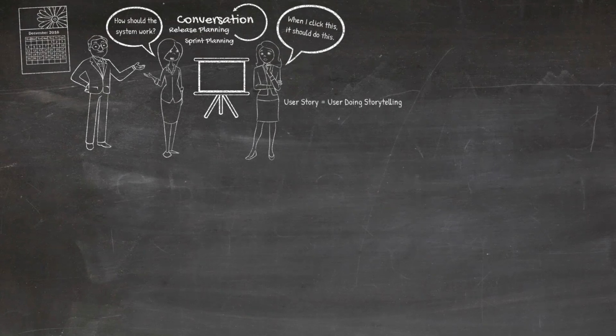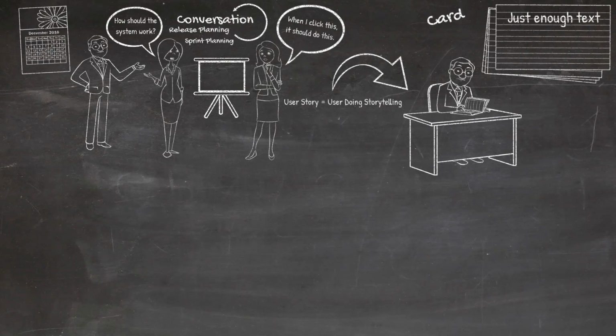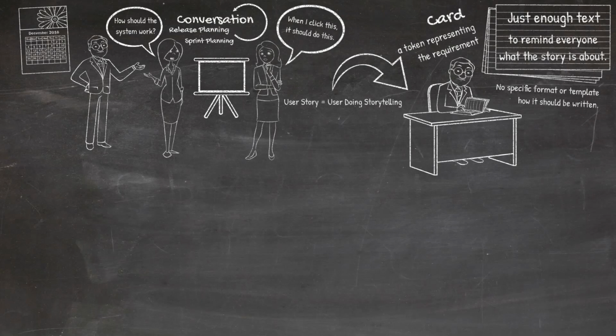After having conversation with the customers, the developers would capture the information and write it on an index card. The card does not contain all of the information that makes up the requirement. Instead, the card has just enough text to identify the requirement and to remind everyone what the story is. The card is a token representing the requirement. There is no specific format on what needs to be written on the card. In fact, in many cases, Ron Jeffries even said there is no card at all, as the conversation and the confirmation is the most important aspect of this whole user story practice.